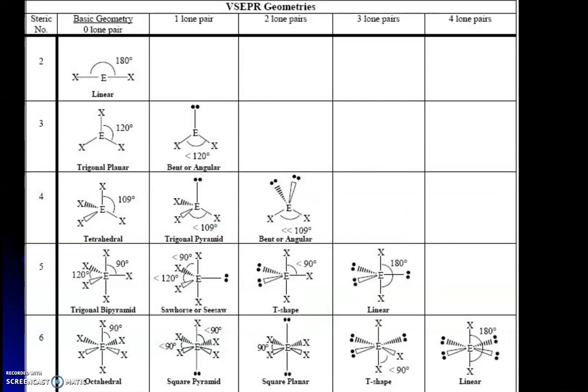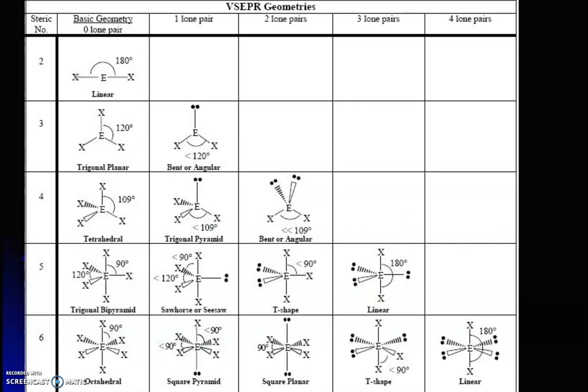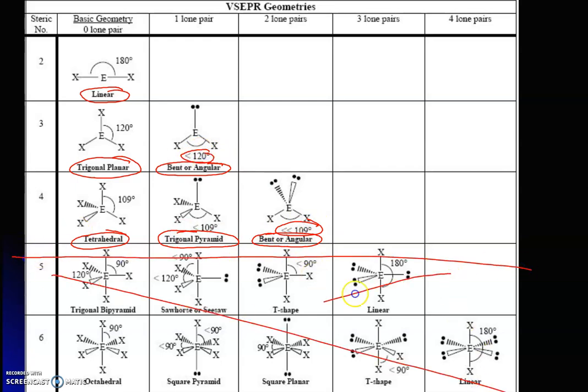All right, so there again, we have our VSEPR geometries. You need to know linear, trigonal planar, bent or angular, tetrahedral, trigonal pyramid, bent or angular. And you'll notice that these 2 bond angles are different, and you don't need to know these guys down at the bottom. That's for AP.